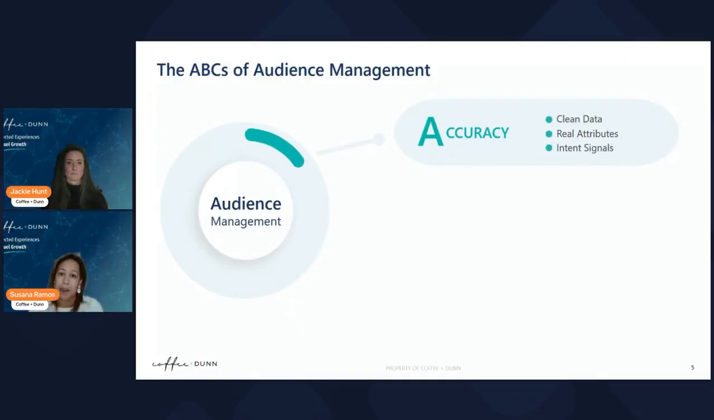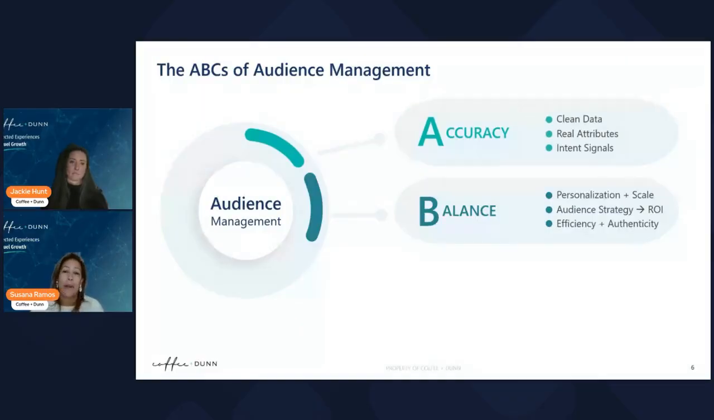All right, A is for accuracy, B is for balance. Now, when we think of balancing here, we're thinking about it through a few different lenses. If we think about personalization and scale, we're thinking about how we can design audiences, segments, or triggers that are specific enough to feel personal and deliver that very personalized, connected experience, but broad enough to deliver impact, right? So we don't want to move too far in either direction. It needs to feel personal. It also needs to be scalable.